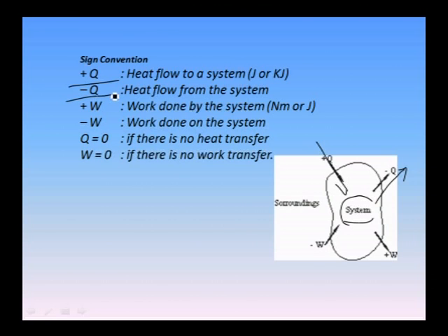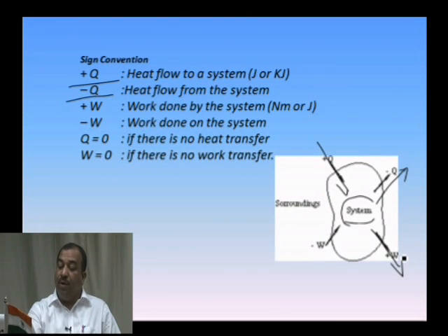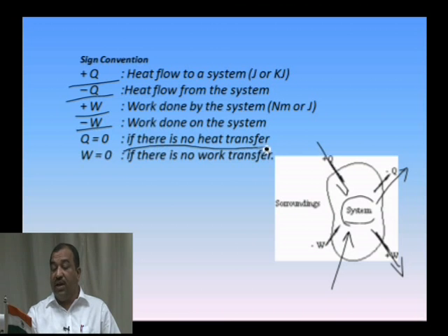When the system produces the work after absorbing the heat, this is what we call a positive work. When the work is done on the system, it is termed as negative work. And if there is no heat transfer, Q is equal to 0. If there is no work transfer, then work is termed as what? 0. I will give an example.